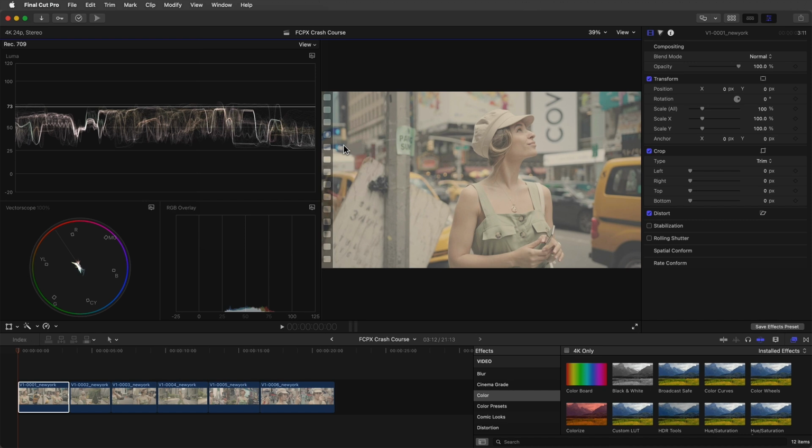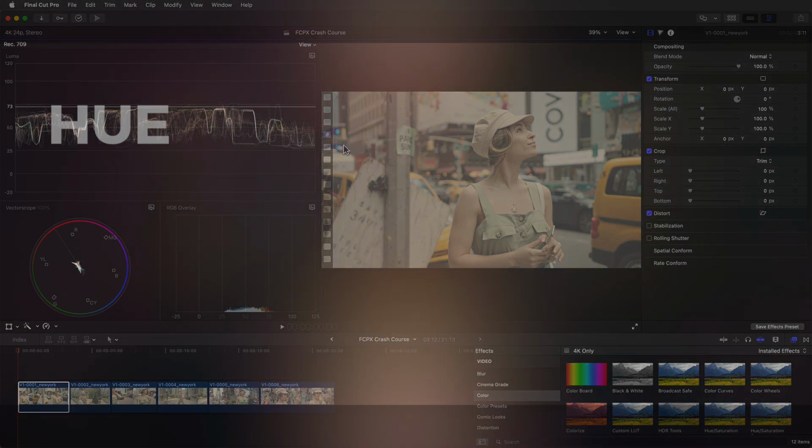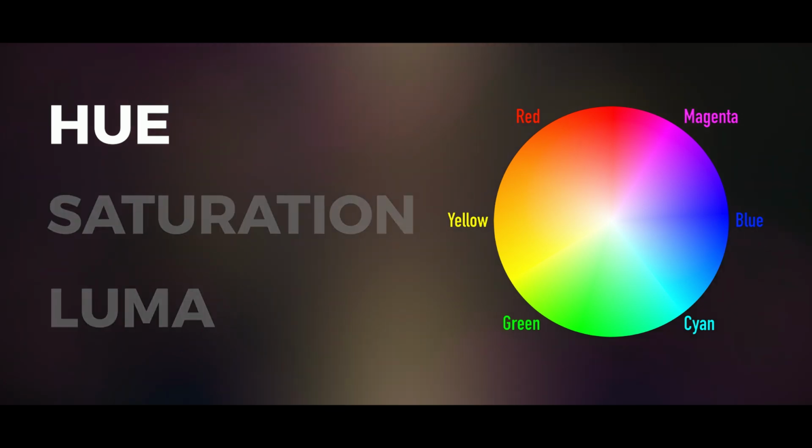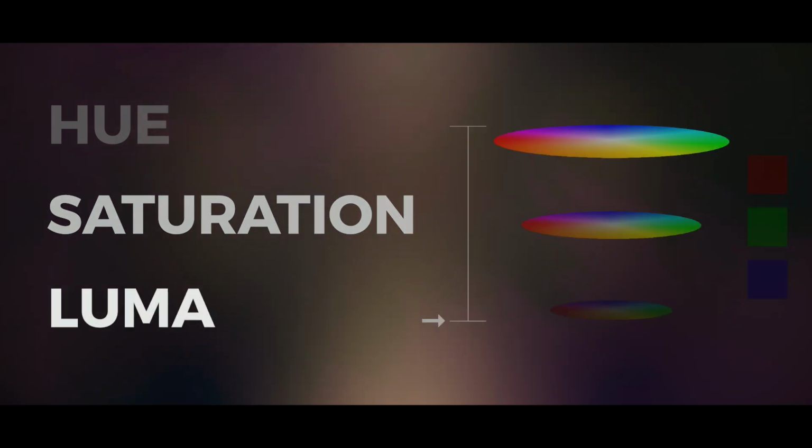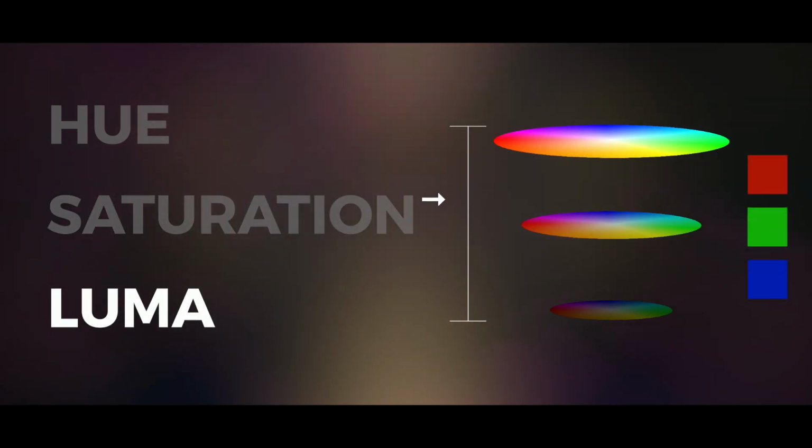Now, just before we jump in and start grading, let's briefly discuss basic terminology of color. The three basic terms to know are hue, saturation, and luma. Hue is the name we call colors. Saturation is the intensity or vividness of a hue. And luma is the brightness or shade of hue.